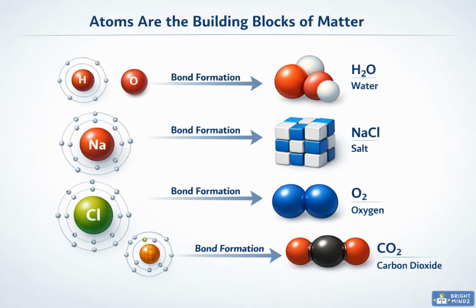Atoms are the basic units involved in chemical reactions, but in nature, they usually do not remain isolated. Many atoms have incomplete outer electron shells, which makes them chemically reactive. Through bonding, they share, gain, or lose electrons to reach a more stable arrangement. That is how individual atoms combine to form familiar substances. Hydrogen and oxygen form water, sodium and chlorine form salt, oxygen atoms pair to form oxygen gas, and carbon and oxygen form carbon dioxide. Chemical bonding is the link between separate atoms and the matter we see and use every day.